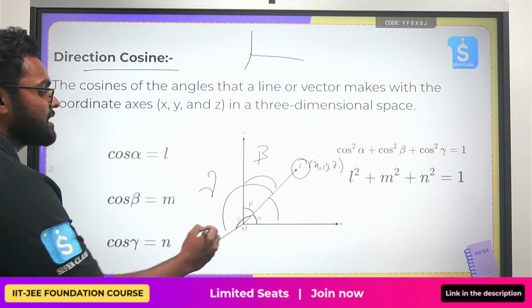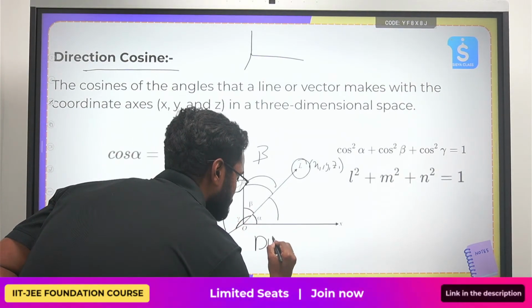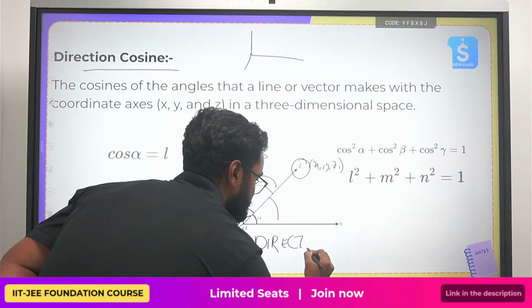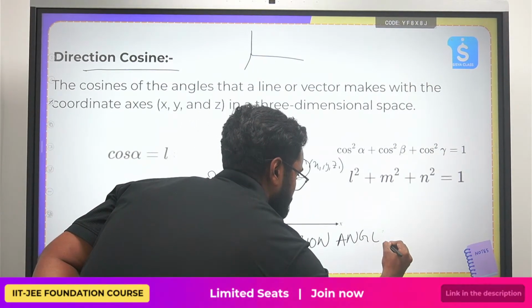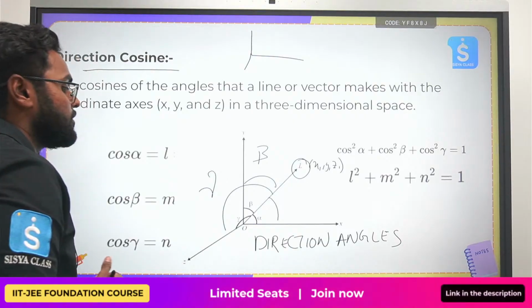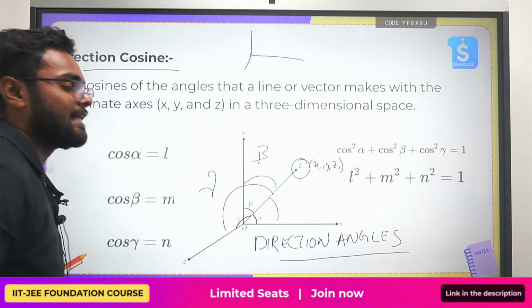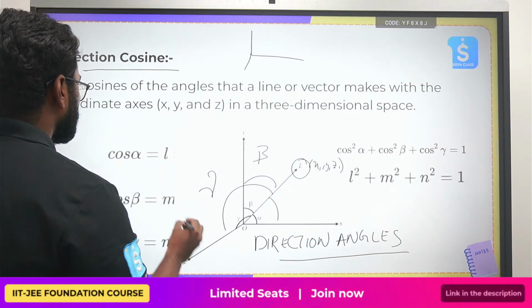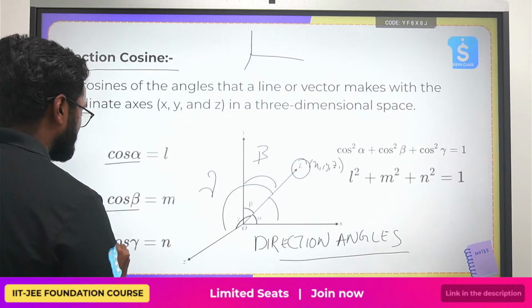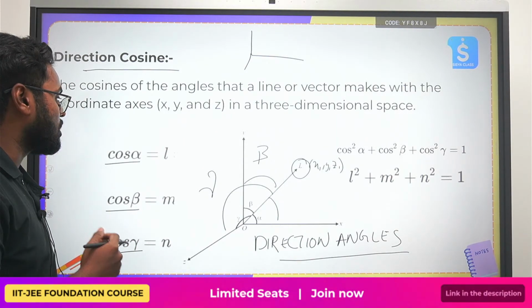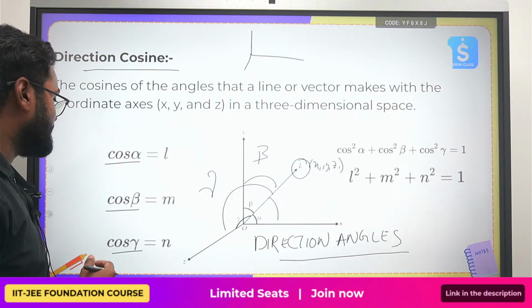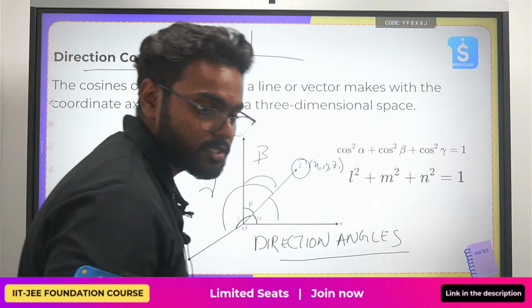These are called direction angles. If we apply cosines to each of them, they become direction cosines: cos alpha, cos beta and cos gamma. Their values are called l, m and n. Cos alpha is equal to l, cos beta is equal to m and cos gamma is equal to n.